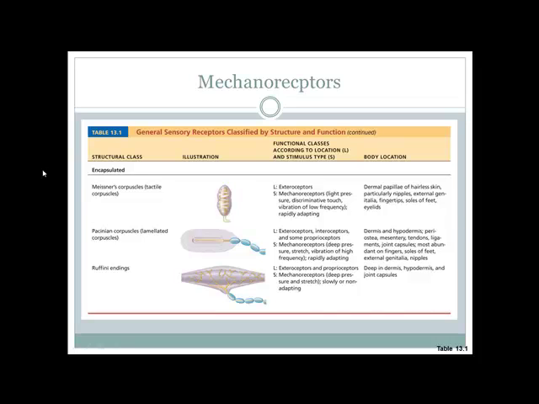Okay, so here's an example of a Meissner's corpuscle. A good spot to find these is in the dermal papilla, fingertips. These will be very, very light touch. Pacinian corpuscles, you'll find in the dermis and hypodermis. You could find them in joints and ligaments and in your external genitalia. And then our Ruffini endings. These guys will be deep within the dermis or within a joint capsule.